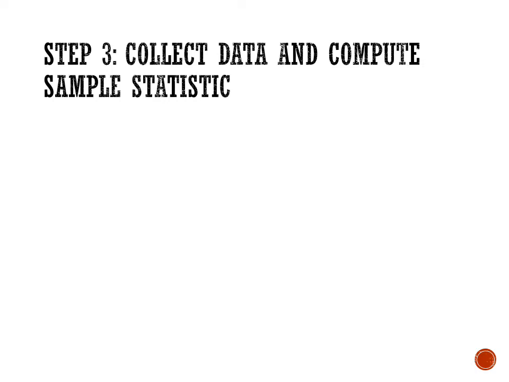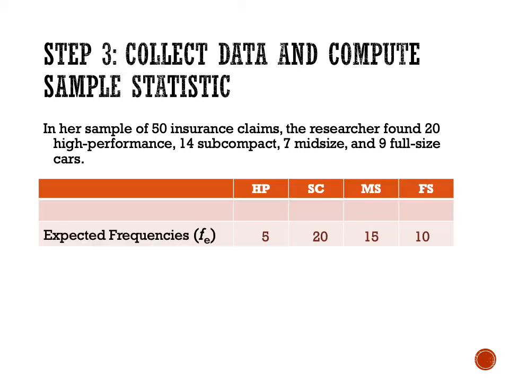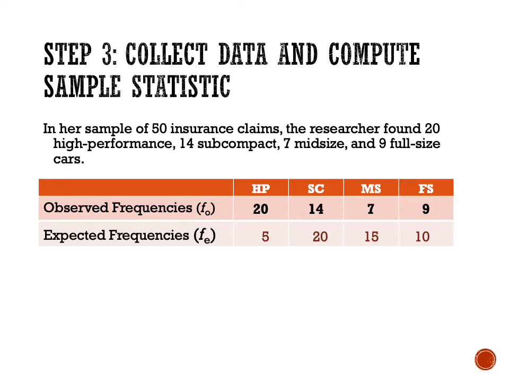Now it's time for the exciting part. We're going to get our data and compute the chi-square statistic. So in the sample of 50 insurance claims, the researcher found 20 high-performance cars, 14 subcompact, 7 midsize, and 9 full-size cars. So this is the data that was actually collected. This is the observed data, or we would refer to these as the observed frequencies. So we're just going to plug this information into our chart. Observed frequencies are denoted as F sub O, and the expected frequencies are F sub E.